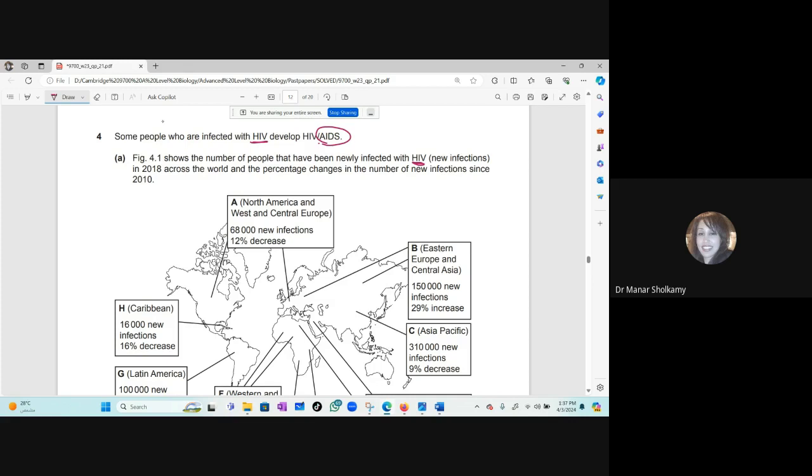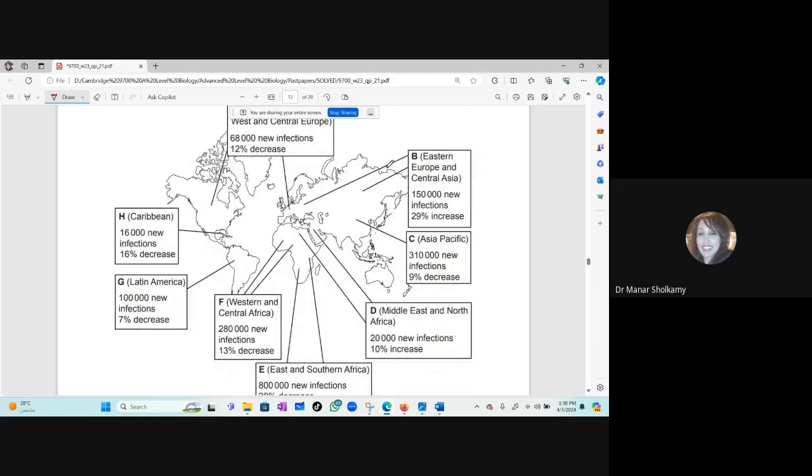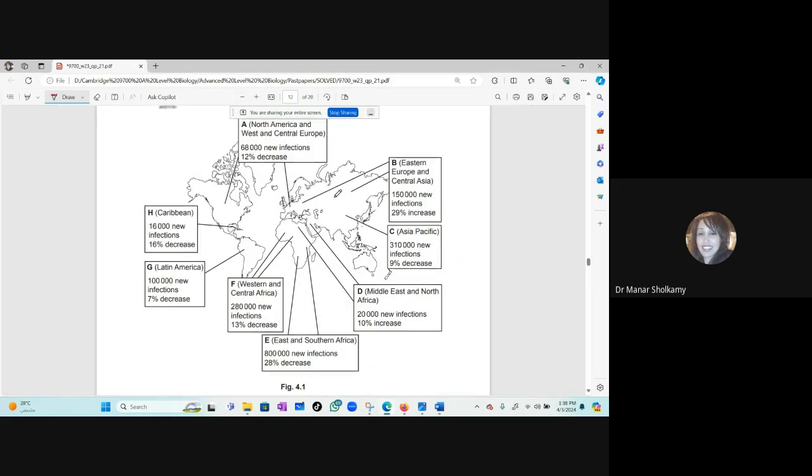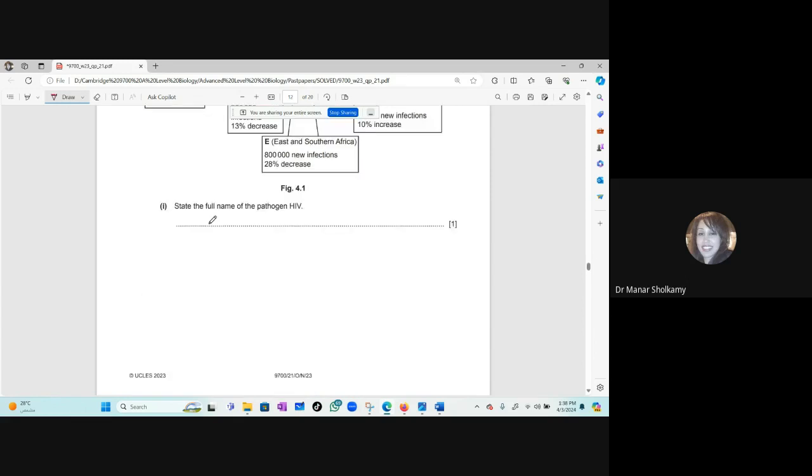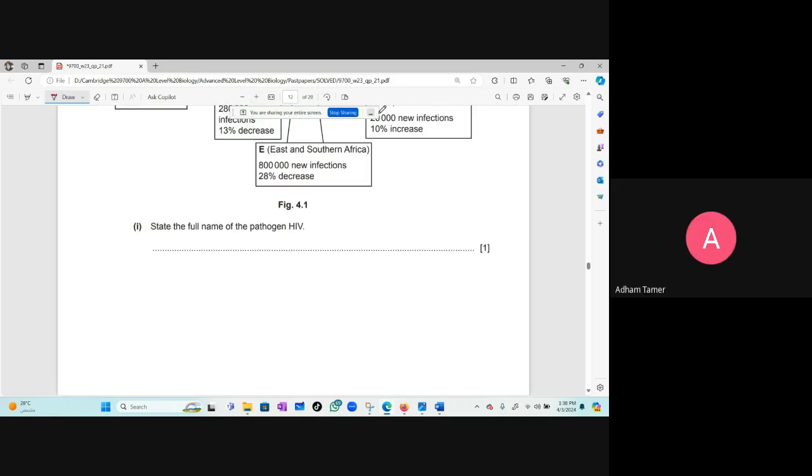Now, boys, tell me, what is the difference between HIV and AIDS? HIV is the virus, AIDS is the disease. Yes, because you are infected with the virus and the virus remains dormant for some time. It can take up to 2 years. And then when it is active, it is AIDS. Okay, now we have a graph and we have percentages. State the full name of the pathogen HIV. Human immunodeficiency virus. Yes, okay.